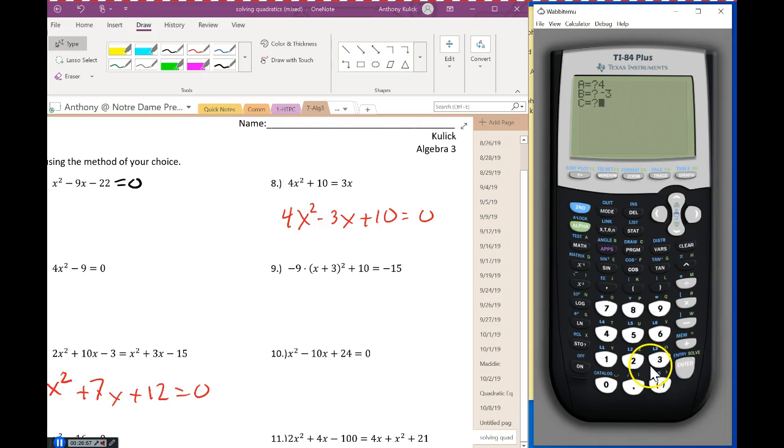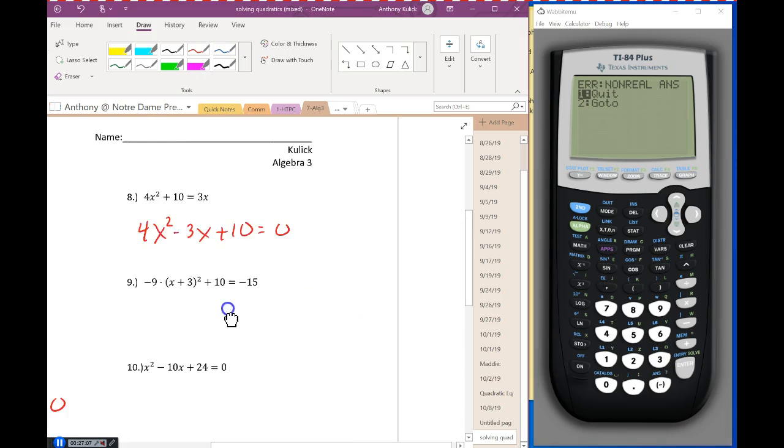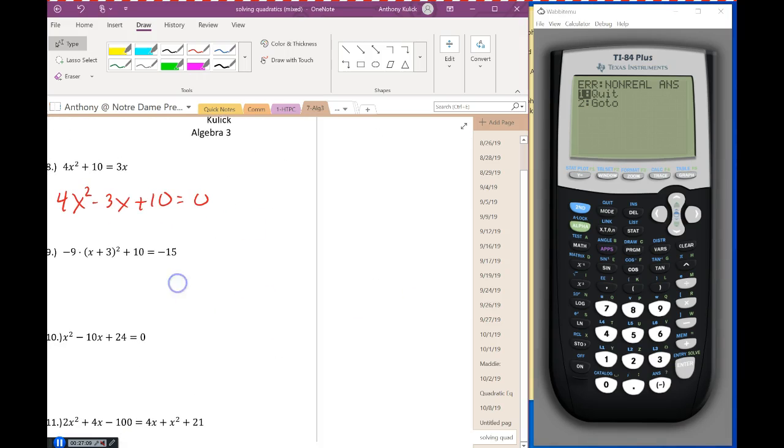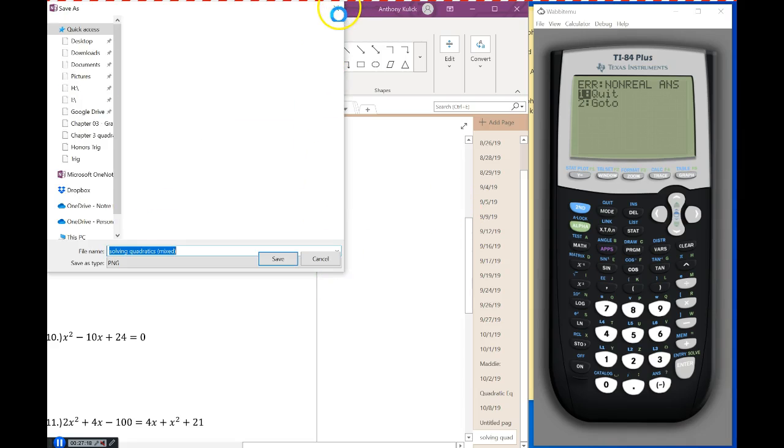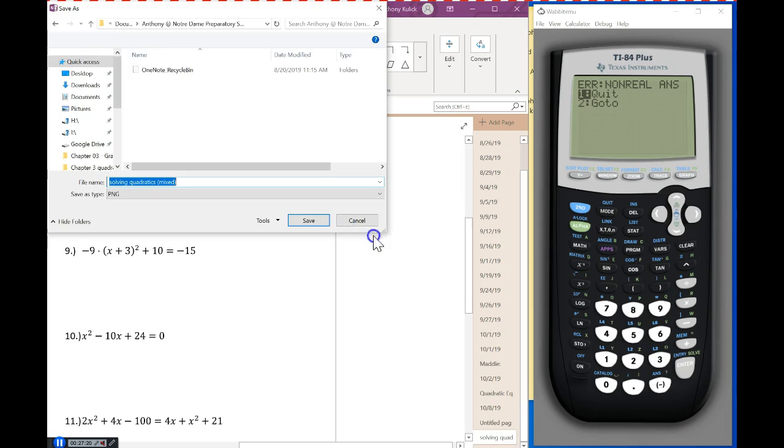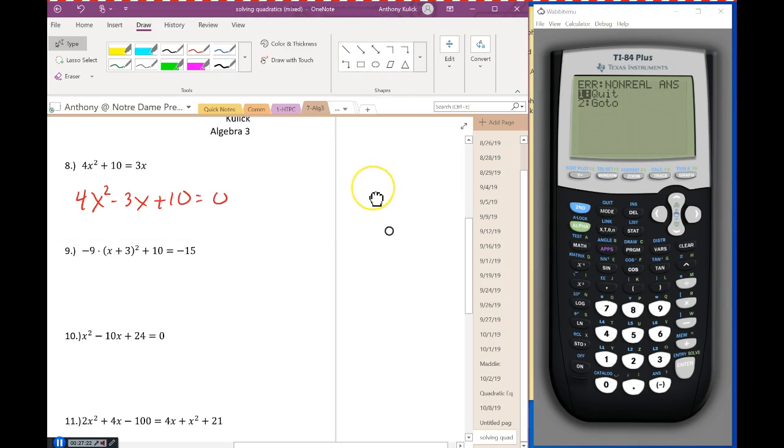It doesn't matter if it's not factorable. The quadratic formula can handle it. Let's see what happens when we try to do this by hand. There's a good story at the end of this, I promise.